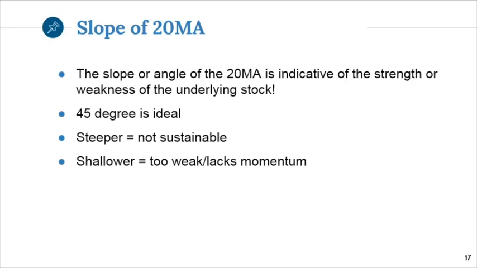The slope of the 20 MA. The slope or the angle of the 20 MA is indicative of the strength or weakness of the underlying stock. 45-degree is ideal. Okay, steeper than 45-degree is not sustainable. It means the stock is going a little climactic, not a sustainable trend. It's really getting bought too fast, and it will run out of fuel, probably not in the too distant future. And if it's shallower than 45-degree, it means it's too weak or lacks momentum. So 45-degree is definitely ideal.